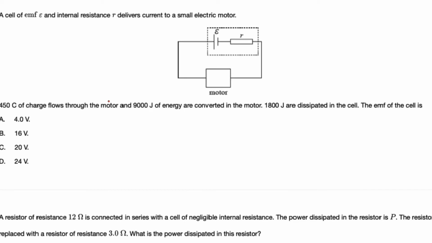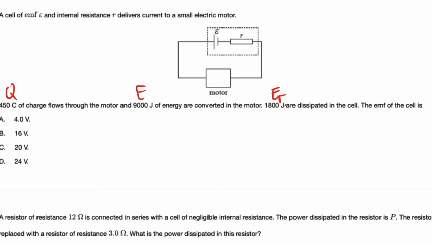A cell of EMF E has an internal resistance R and delivers current to a small electric motor. 450 coulomb of charge flow through the motor, and 9,000 joule of energy are converted in the motor. 1,800 joule are dissipated in the cell. The EMF of the cell is what? So here is Q, here is energy, here is another energy. Let's call this the energy of the internal resistance.